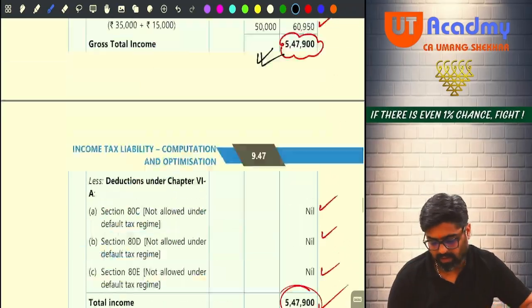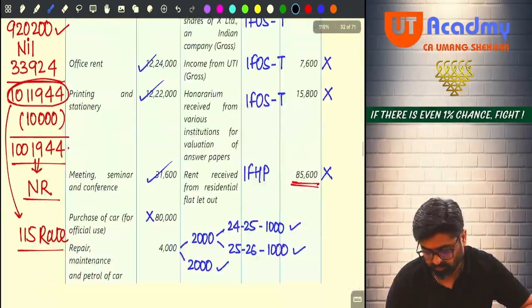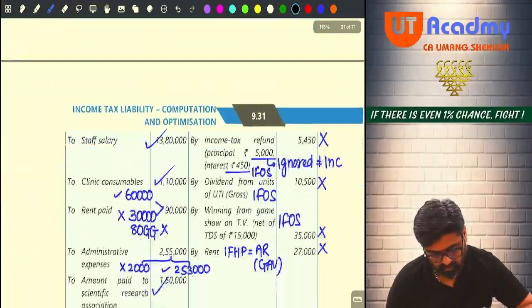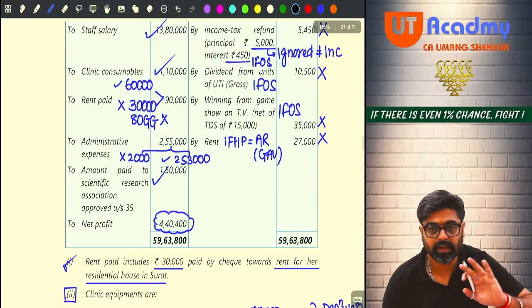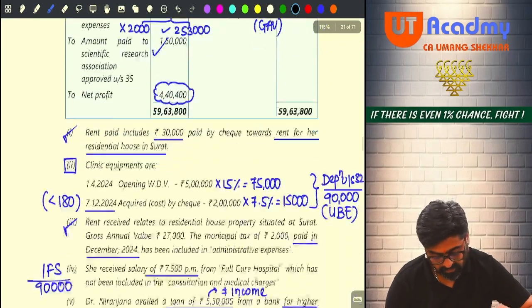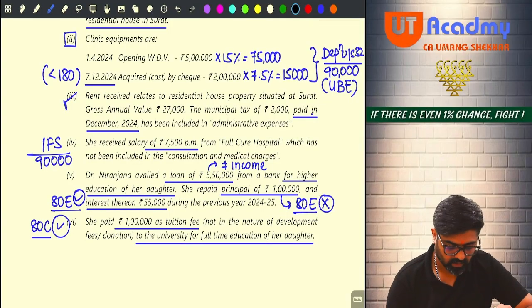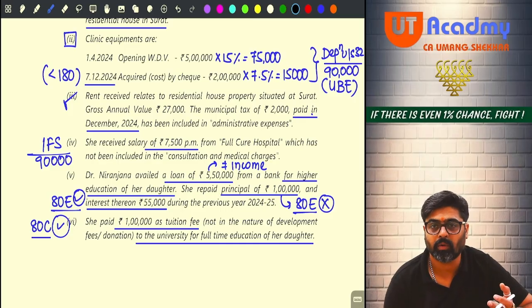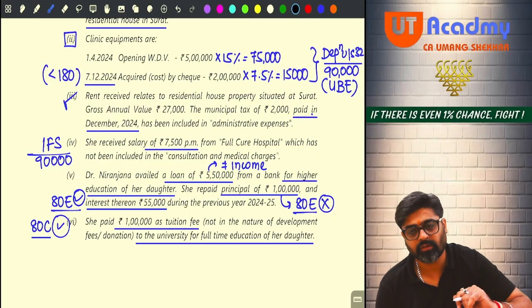Sir, I have 80GG, but which I cannot claim, sir. Why can you not claim 80GG? Because in Surat you have a house. So 80GG you cannot claim. But sir, can you claim 80C? Yes sir. Entire 1 lakh you can claim under 80C. Under 80C, is there any other amount? No. Only 1 lakh is there under 80C. So 1 lakh or 1 lakh 50, whichever is lower.